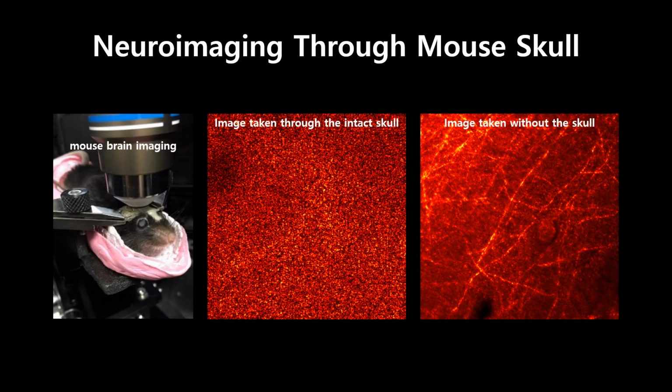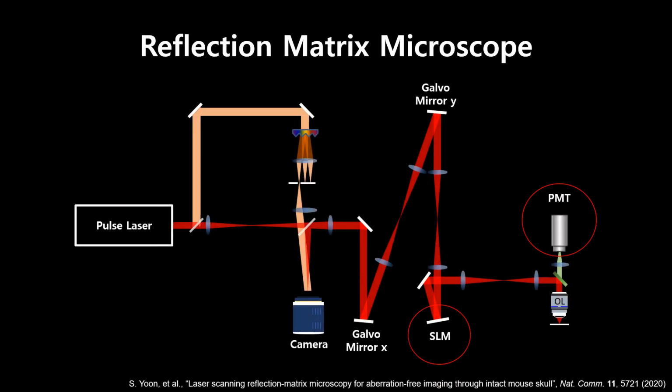networks of the brain underneath. We introduced a new type of microscope called reflection matrix microscope that can see through a highly turbid sample. First, multiple holographic images of electromagnetic waves reflected from the sample are taken by a camera, and the wavefront distortion is removed by displaying a compensation phase pattern on a spatial light modulator (SLM). After the compensation, a clear image without aberration can be obtained with a photomultiplier tube (PMT).